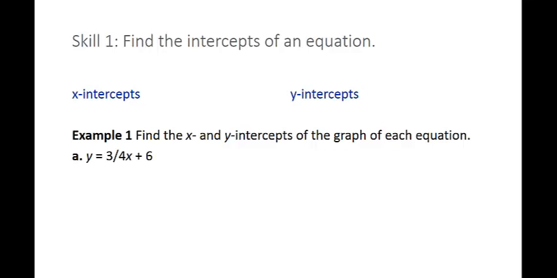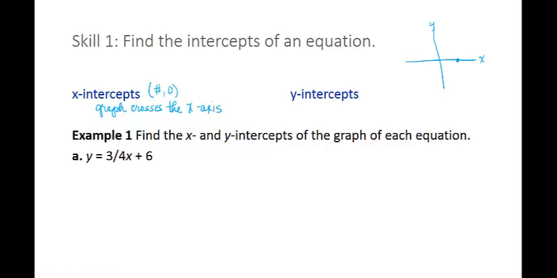To prepare for linear functions and linear equations in two variables, you need to know how to find the intercepts of an equation. The x-intercepts are the points where the graph crosses the x-axis. If you recall, on a coordinate system, for a point to be on the x-axis, the y-coordinate must be 0. So these are points of the form (some number, 0).